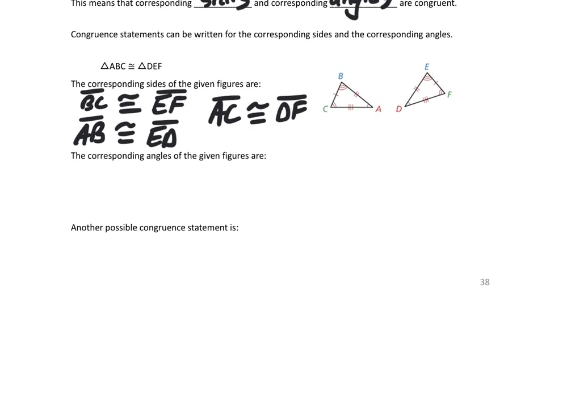Okay, corresponding angles. Once again, because the markings are on the picture, then it's pretty easy to determine what goes with what. Because the ones that have the same marking are the ones that are congruent. So I'm going to say angle A is congruent to angle D. I'm going to say angle C is congruent to angle F.